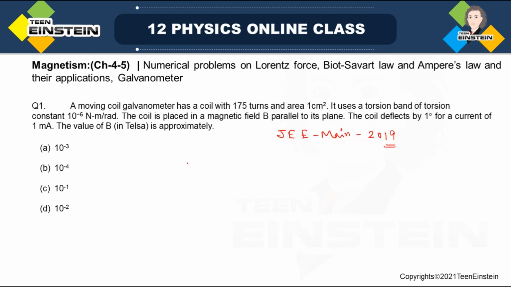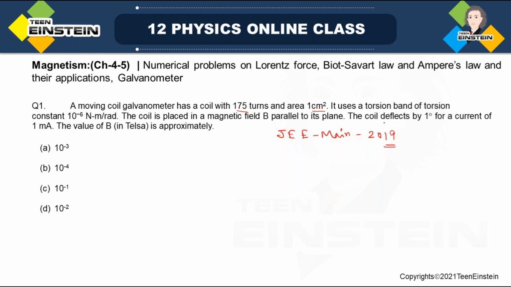Paper. Okay, so this first question which we are seeing here is related to the galvanometer. Let us see. A moving coil galvanometer has a coil with 175 turns and area 1 centimeter square. It uses a torsion band of torsion constant 10 to the power minus 6 Newton meter per radian. The coil is placed in a magnetic field B parallel to its plane.